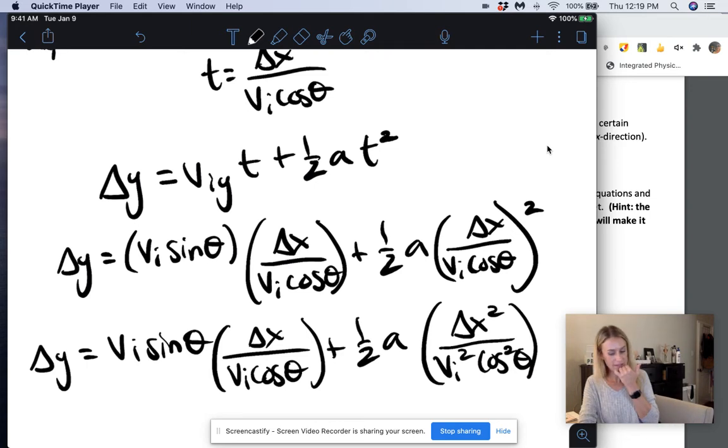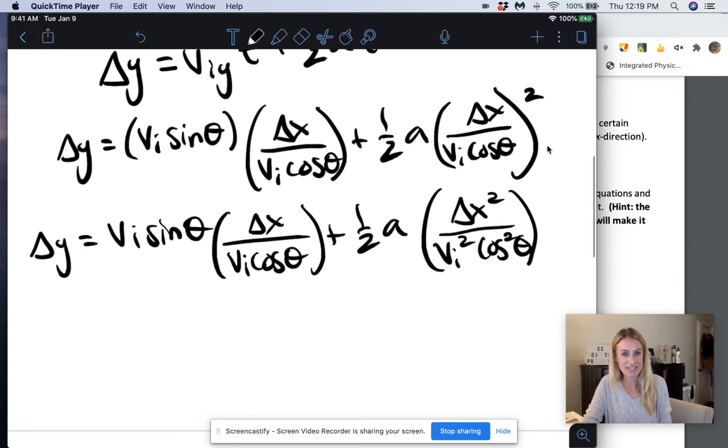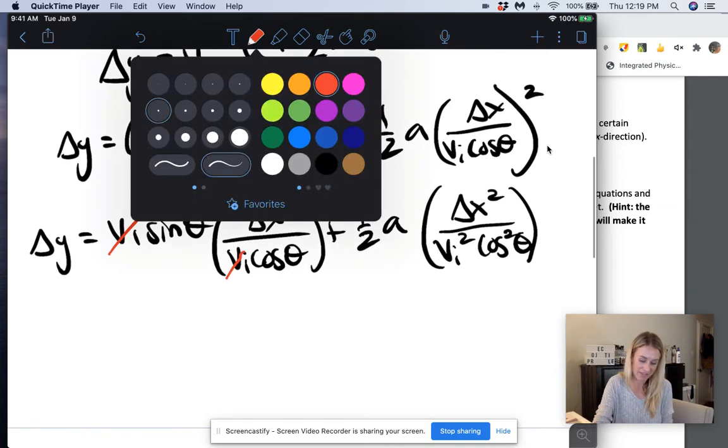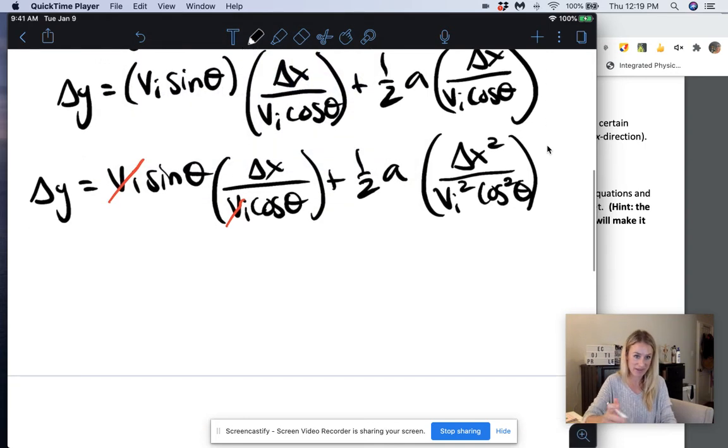Okay, so another thing I want to do is, number one, cancel out this v initial with this v initial, because since those two things are being multiplied together, we have a v initial on the top and a v initial on the bottom. That cancels out. Another thing I want to do is take out that cosine squared theta on the very last term and separate that out from the other stuff. So let me do that really fast. This is a lot of steps, I know, but bear with me.